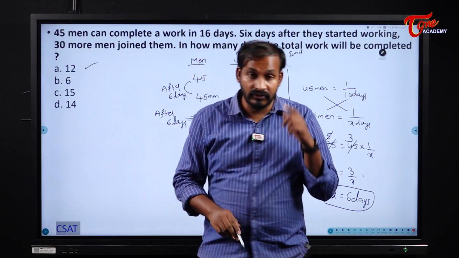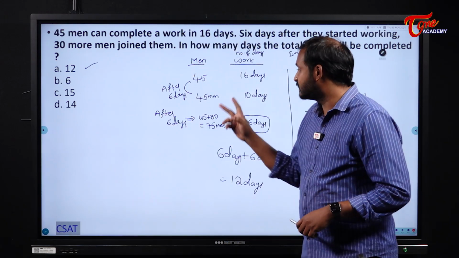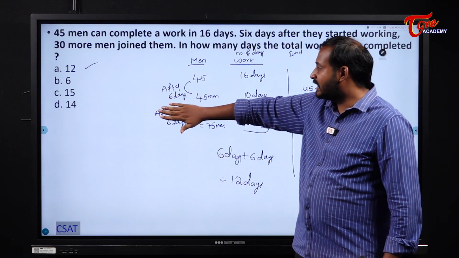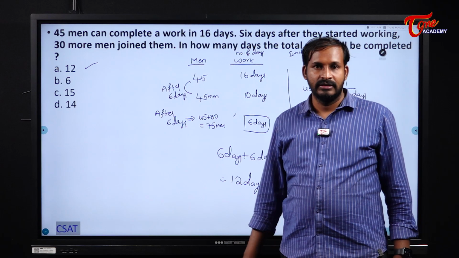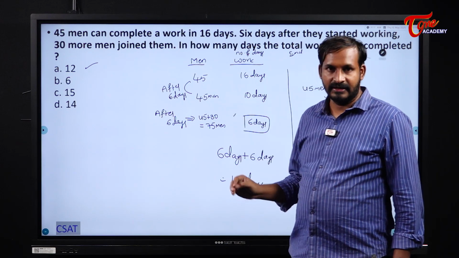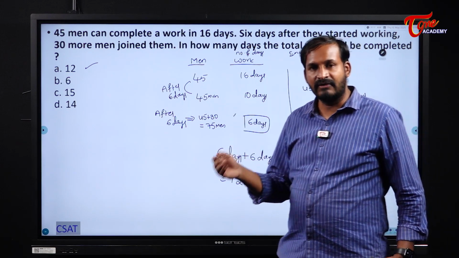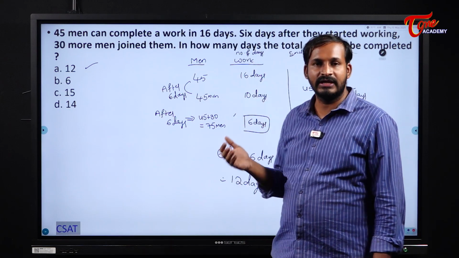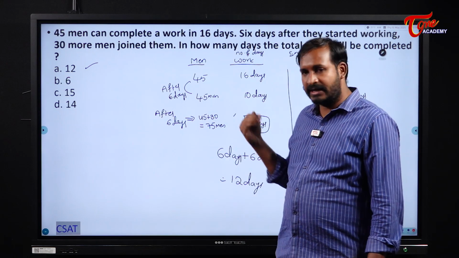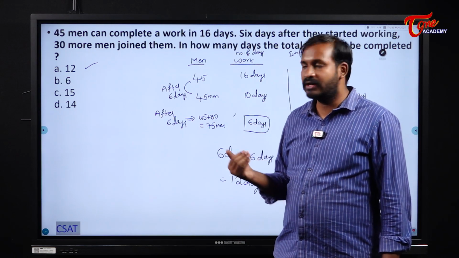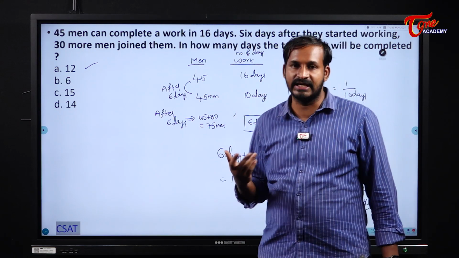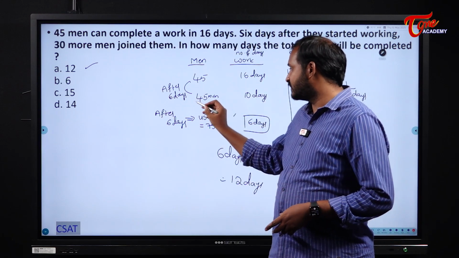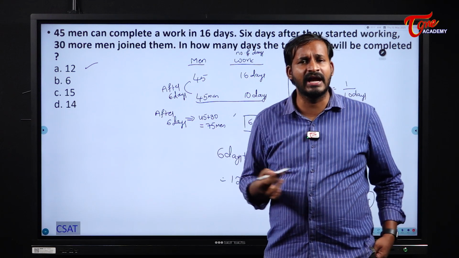Now the only thing you should understand here is this one. Sir, why are you writing this 10 days? For example, if 30 men were not included, the same 45 men are there. After 6 days of work, the work will be left for 10 more days. Why? Because 45 men can do the work in 16 days. The leftover work for these 45 men is 10 days of work. But in this situation, 30 new men were added to that group.